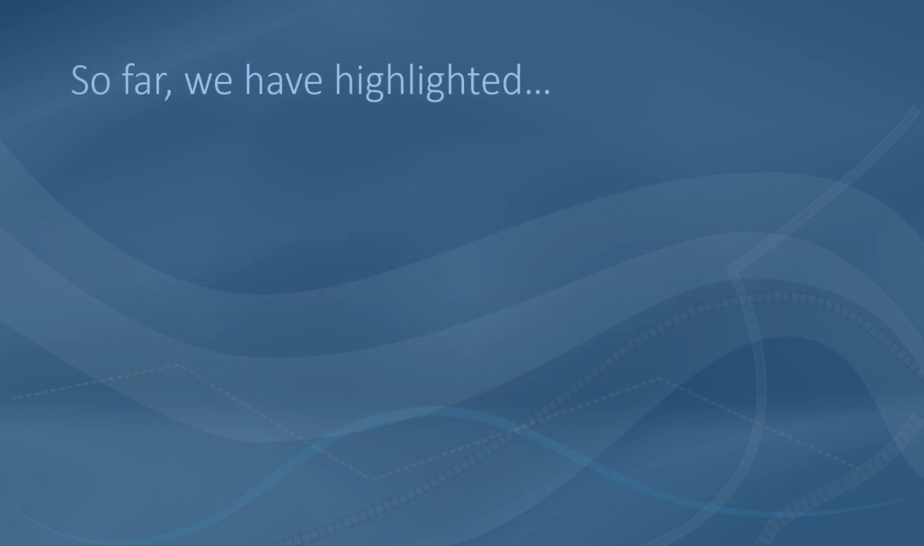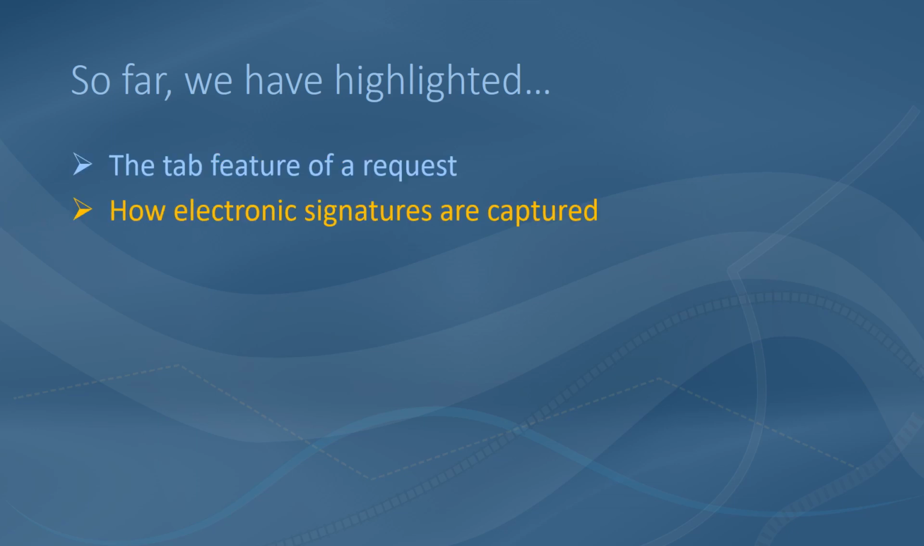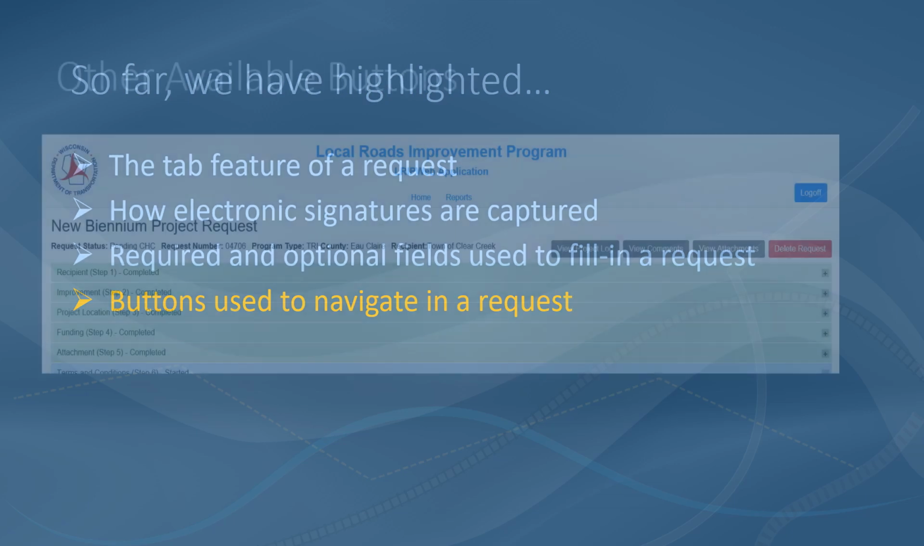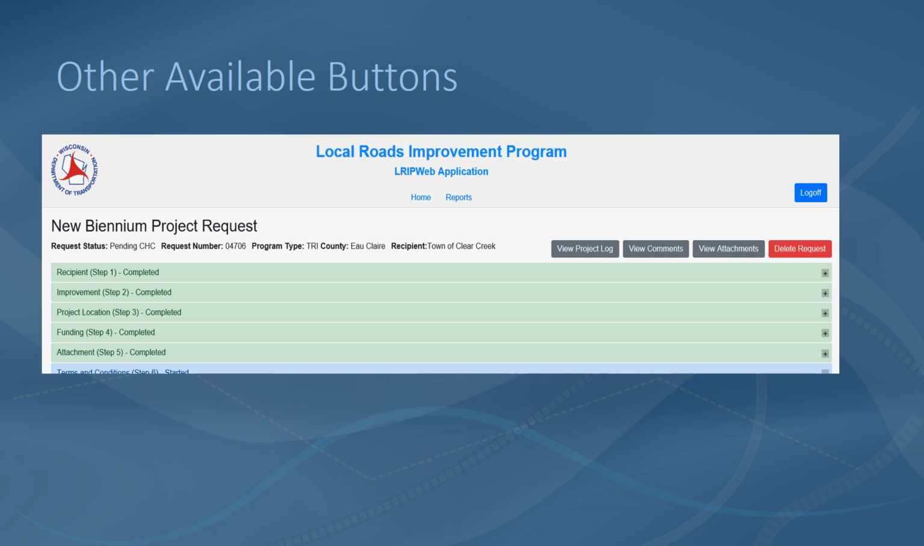So far, we've highlighted the tab feature of a request, how electronic signatures are captured, and the required and optional fields used to fill in a request. We also pointed out the buttons you will use to navigate through the request process, but you may have noticed that there are other buttons available as well. The top right corner of a request is the main area where you can access information outside of the step-by-step tab feature by using the buttons provided.